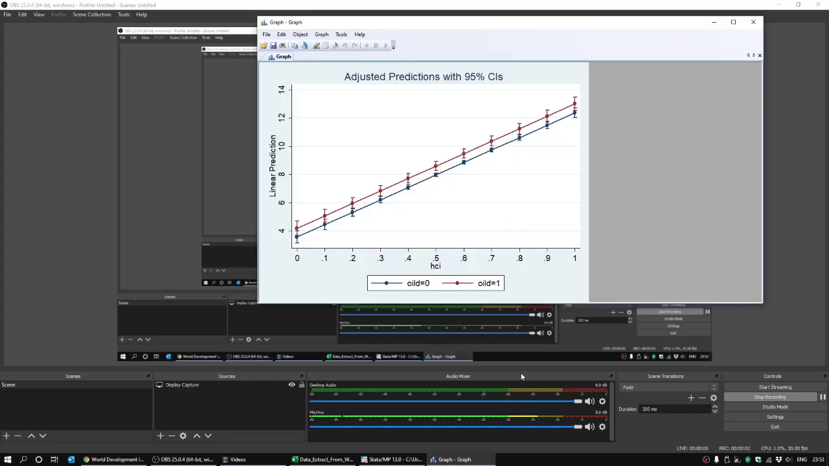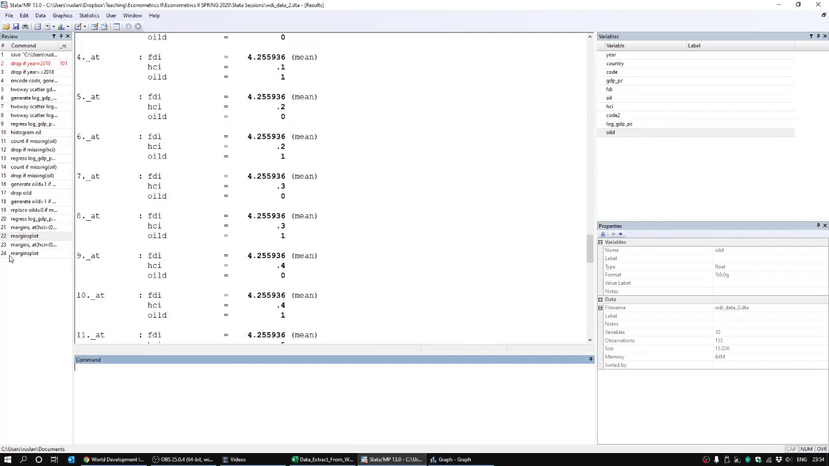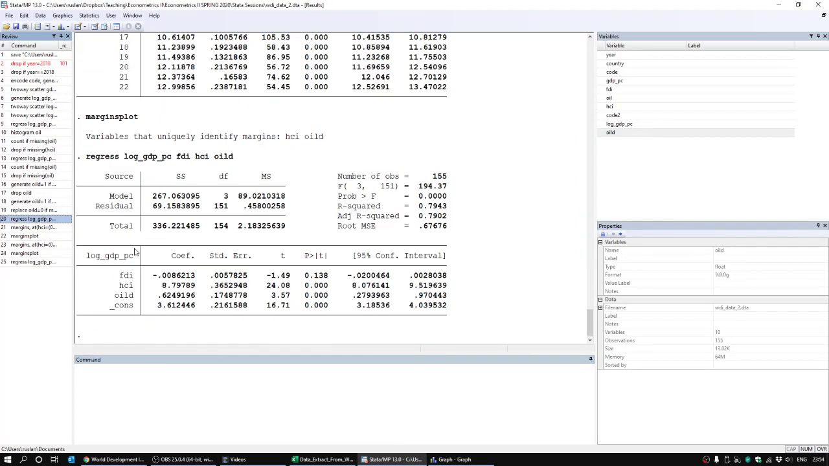Alright, students, we obtain these two lines when we have a dummy variable in our regression. Here the effect of human capital index on the logarithm of GDP per capita is the same for oil-rich and for oil-poor countries because the slopes are identical. The slopes are given in this regression here. Oil-rich and oil-poor countries differ only in terms of the intercepts.